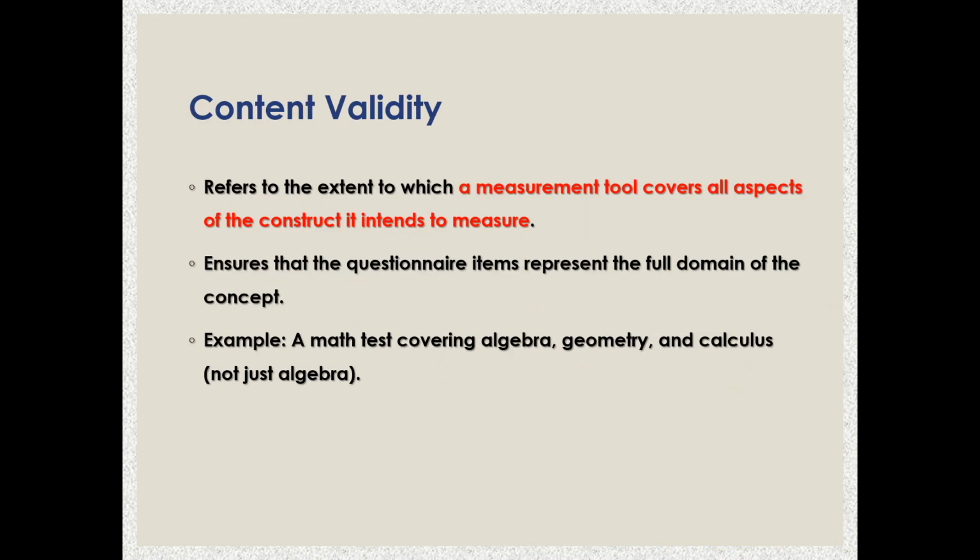And content validity refers to the extent to which a measurement tool covers all aspects of the construct it intends to measure. Sometimes you can use different colors to stress the concept you want to express. And number two, it ensures that the questionnaire items represent the full domain of the concept. Example, a math test covering algebra, geometry, and calculus, not just algebra.